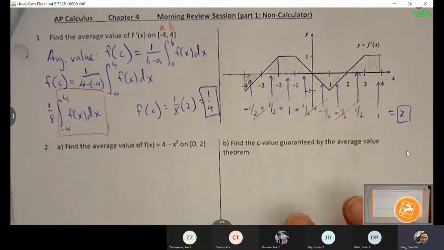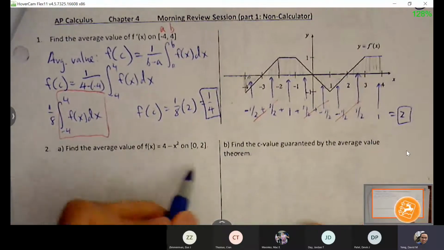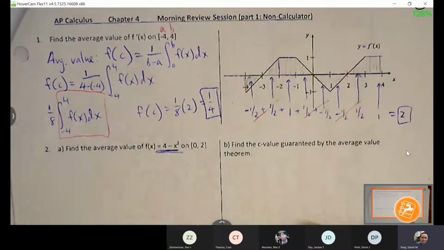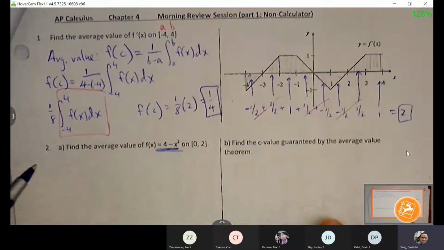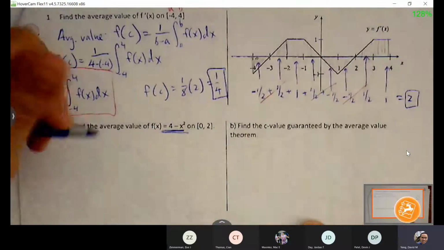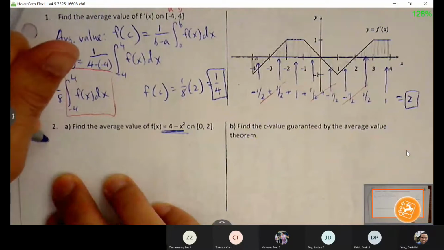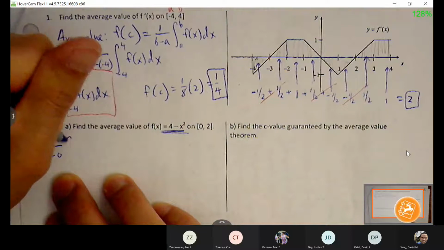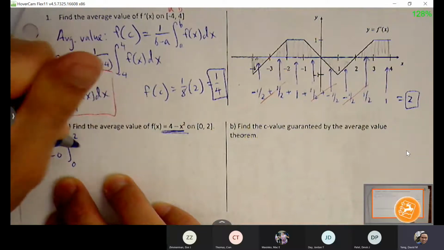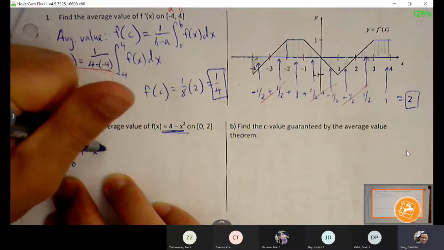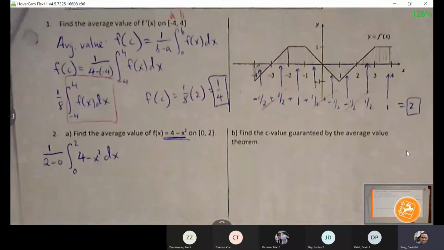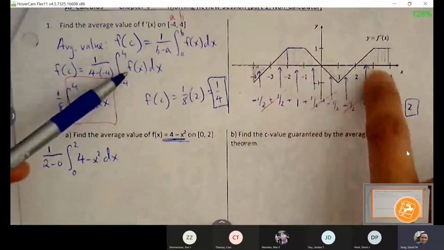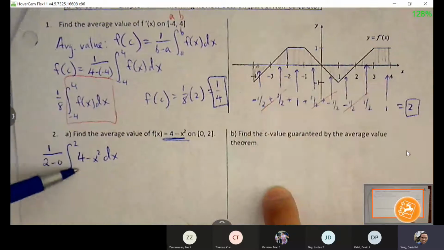Okay, number 2. Now we're finding the average value with a given function. So now we're going to just calculate definite integral using power rule. Again, 1 over b minus a, definite integral from a to b of our function. All right, same formula. Just with the first one, we're using a graph. This one, we're given a function, so we got to use the function.